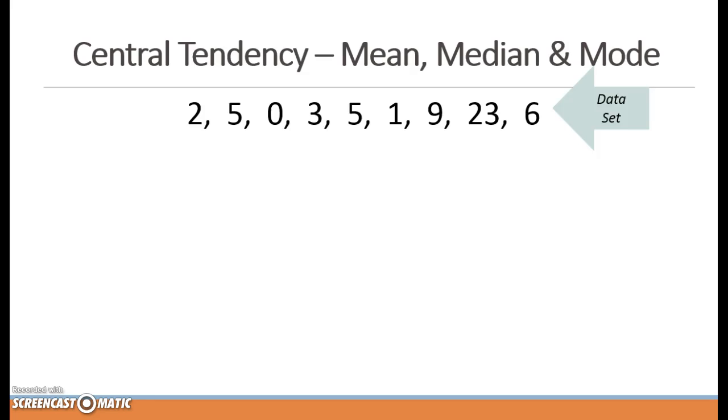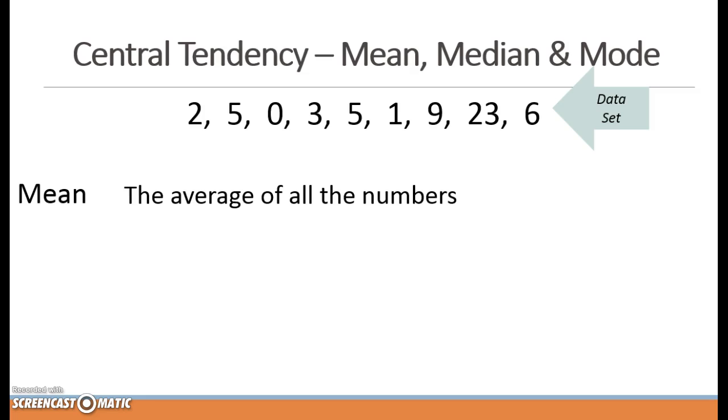Now when I call this a data set, that is the set of numbers. The numbers that we're going to be working with. So those numbers are 2, 5, 0, 3, 5, 1, 9, 23, and 6. So there are 9 numbers here that we're going to find the mean for, the median for, and the mode for. So let's start with mean.